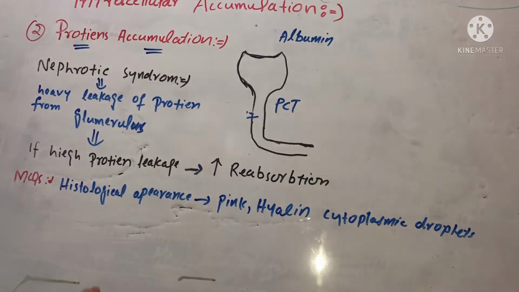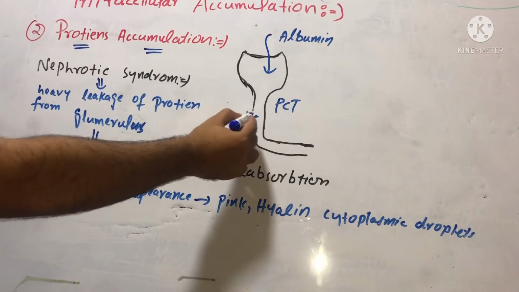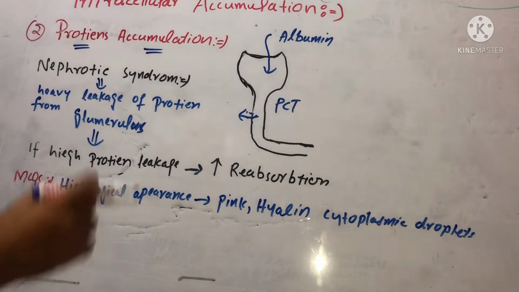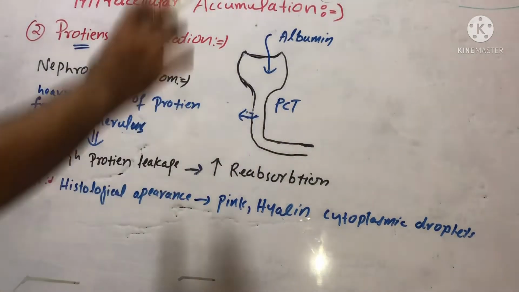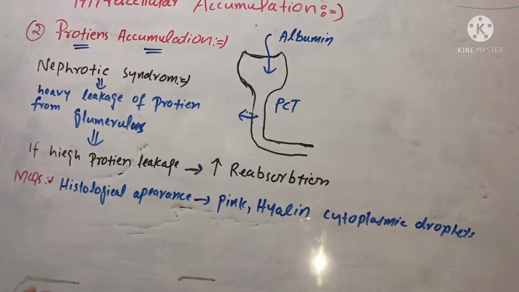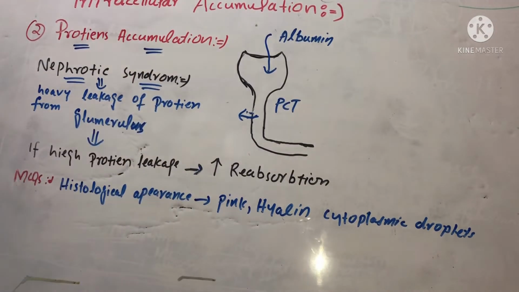Now we will discuss protein accumulation. We know that normally proteins are not filtered in the glomerulus. Only a small amount of albumin protein is filtered, and it is reabsorbed back by the cells of the proximal convoluted tubules by the process of pinocytosis. Now, protein will accumulate in those diseases in which heavy leakage of protein occurs from the glomerulus. The best example is nephrotic syndrome.